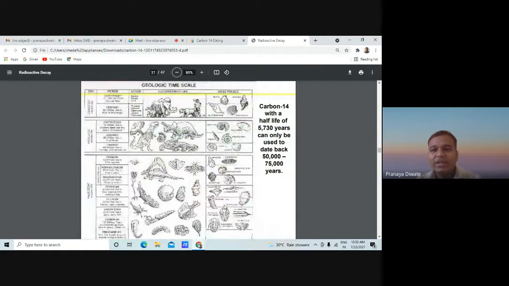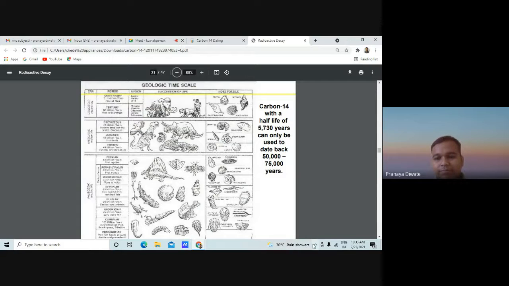So in geological time scale, carbon 14 with a half life of 5,730 years can only be used to date back 50 to 75,000 years. How long is our Earth history? With a half life of 5,730 years, you can go up to only 9 to 10 cycles.